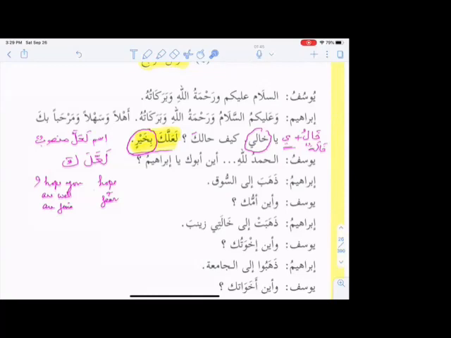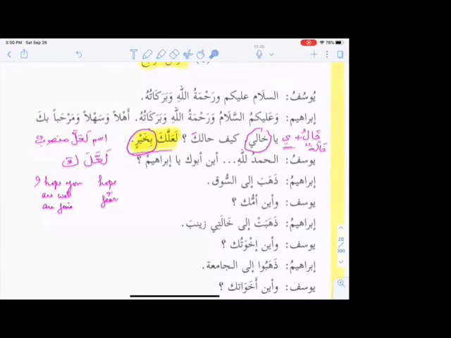What is the answer? Zahaba ila souk. So what is Zahaba ila souk? I want to ask you something. Always you will reply me. Jumla fi'liyya. So Zahaba, fi'l madi mabni ala fatha, fa'il mustatir, taqdiruhu huwa. Zahaba ila souk. My father went to market. Jar majroor.